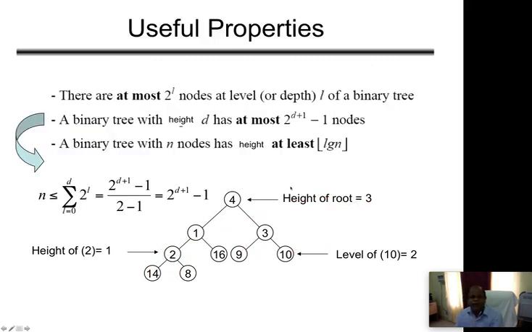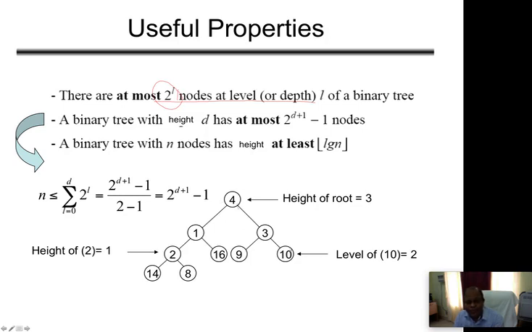Now, some useful facts: there are at most 2 to the L nodes at level L of a binary tree. If there is a binary tree, then at a particular level, how many nodes will be there? 2 to the power L nodes. What it is saying is that at a particular level L, at most 2 to the power L nodes will be there.